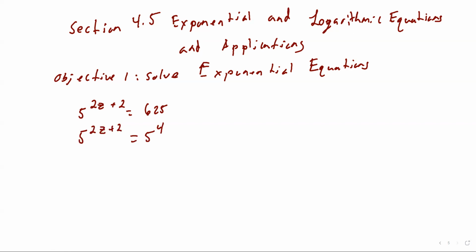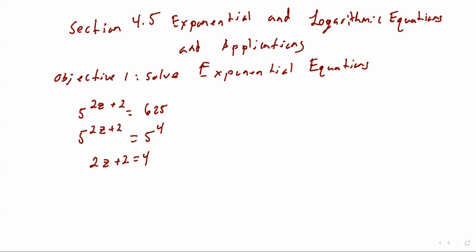All right. The goal is for those bases to be the same, because if the bases are the same, what can I say about the exponents then? They should be the same for it to be equal. So now I can get rid of the base entirely and write it as 2z plus 2 equals 4. The 5 goes away because the exponents have to be the same.